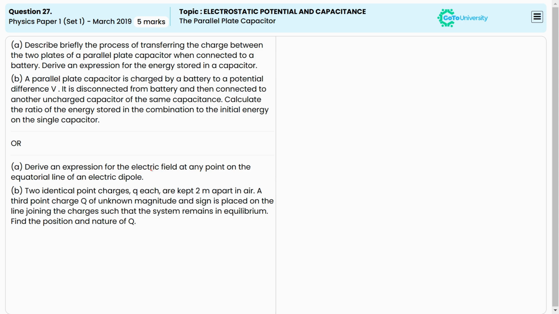Derive an expression for the electric field at any point on the equatorial line of an electric dipole. On the equatorial line, we see the electric dipole looks like this. The charges are plus Q and minus Q, this is the equatorial line where this angle is theta, and the distance between the charges is 2a. Here there is a plus charge and minus charge Q and the point is P here.